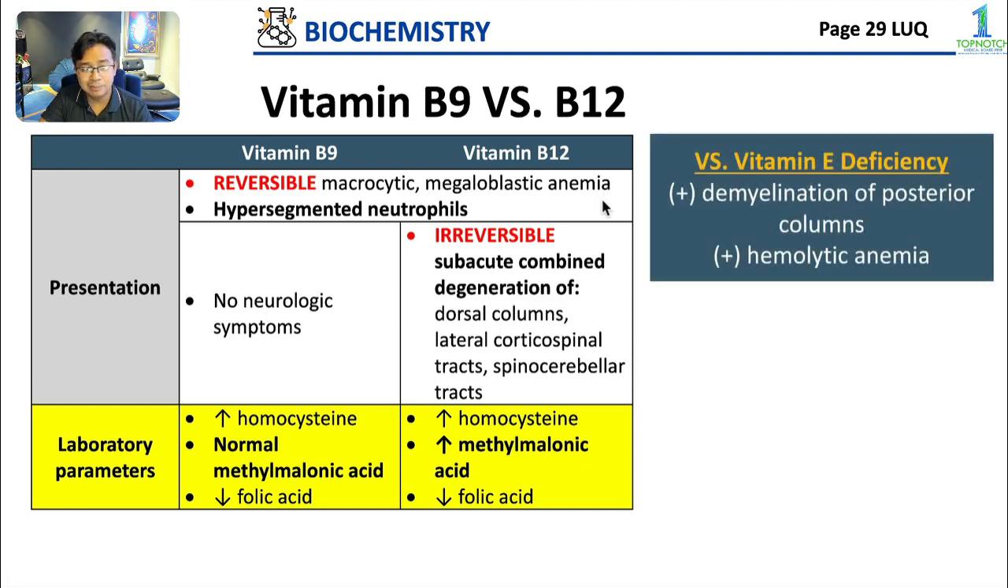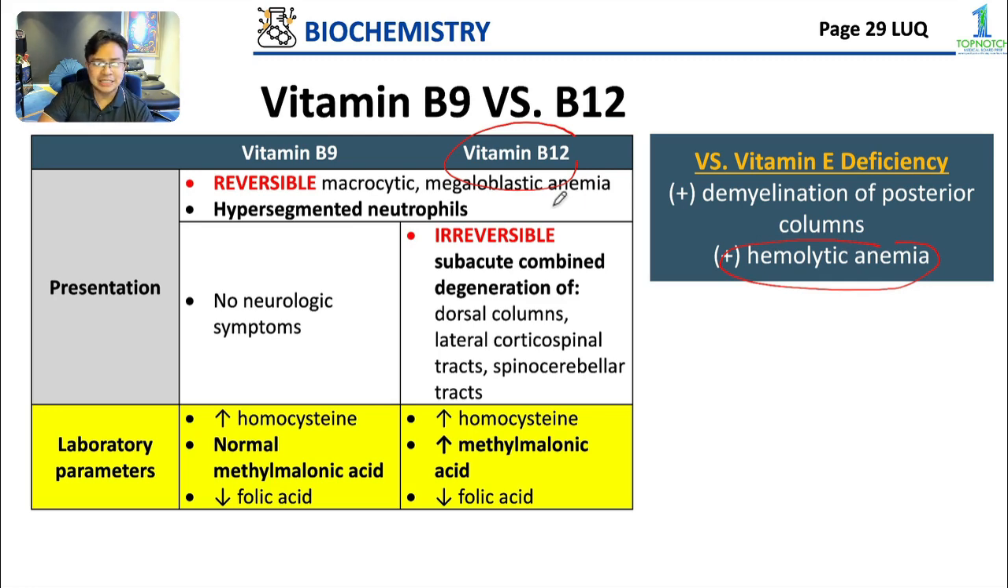Both can have demyelination of the posterior columns, but in vitamin E, the pathogenesis of anemia is hemolytic in nature due to acanthocytes brought about by lipid peroxidation due to the lack of vitamin E in the body. But in B12, the problem is the production of RBCs. It is impaired because you have B12 deficiency.